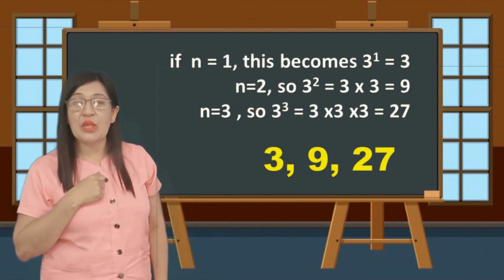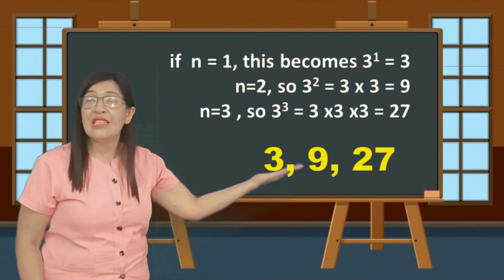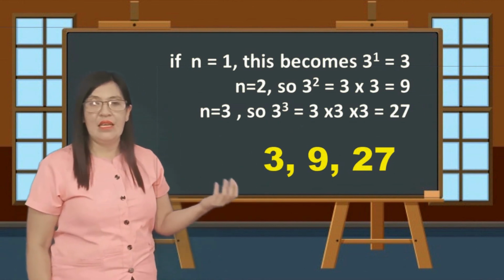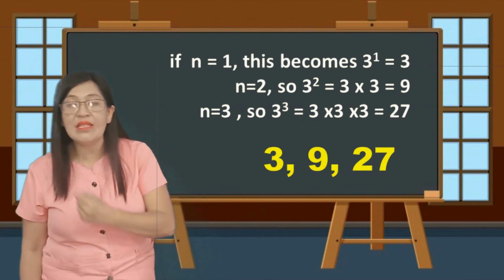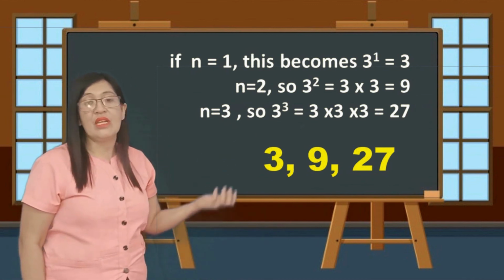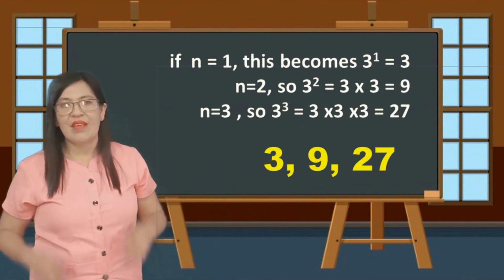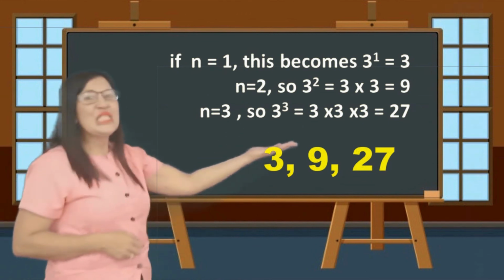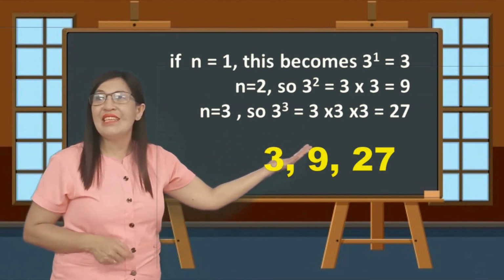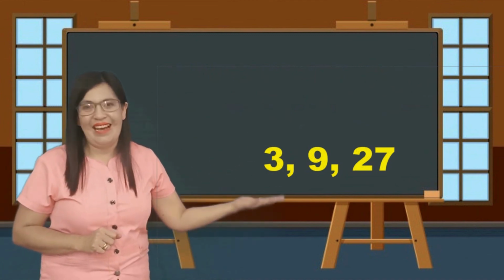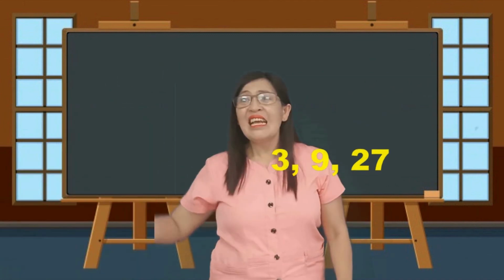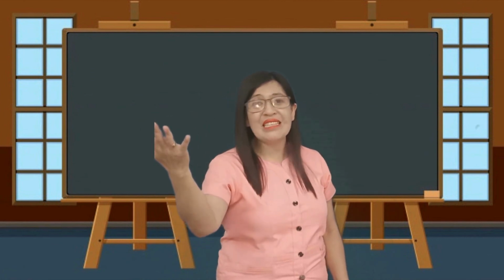If n equals 3, you will get 3 to the power of 3. That is 3 times 3 times 3, and that is 27. So a sub 3 is 27. Therefore, the first three terms of a sub n equals 3 to the power of n are 3, 9, and 27. Are all your answers correct?